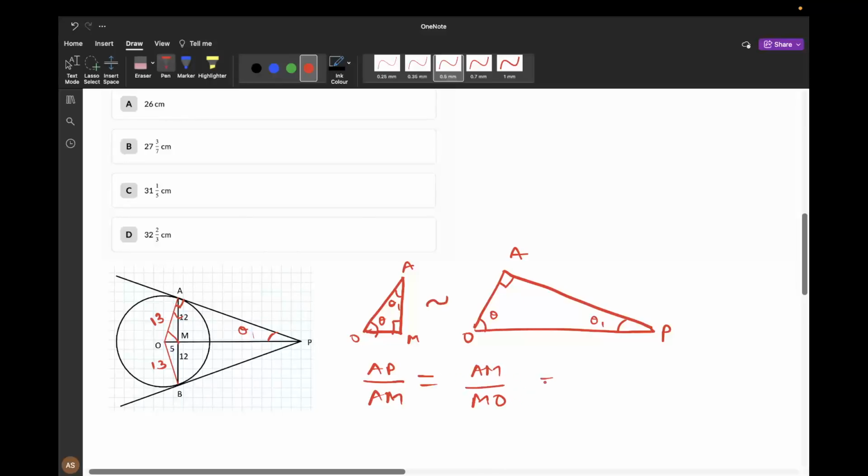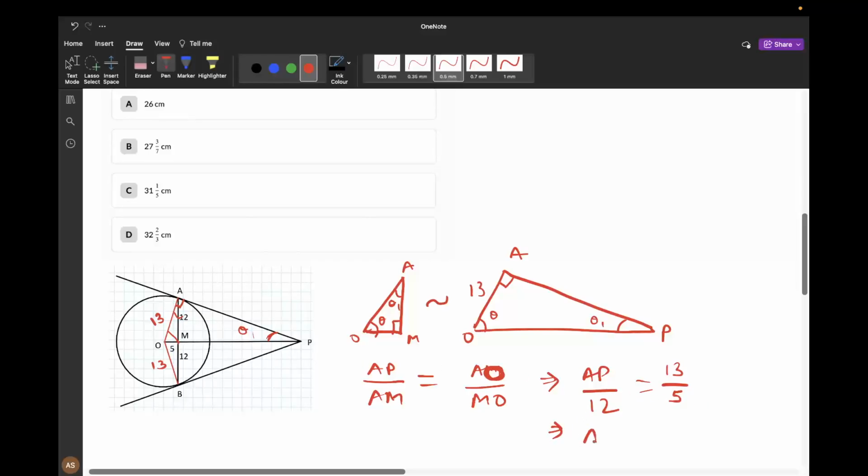Now we just need to substitute the values. AP is what we are supposed to find. So AP, AM, we know it's 12, is equal to AM again, it is 12. Sorry, in triangle APO, the side in front of theta 1 is 13. This is 13. So we'll take AO instead of AM, that is 13 by MO. MO, the distance from the center, that is 5.